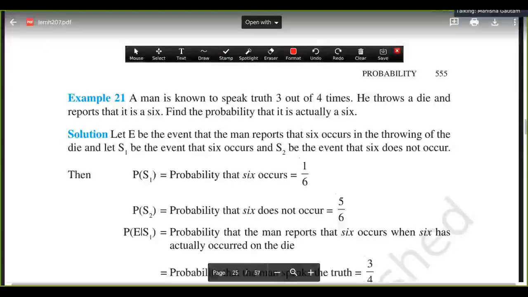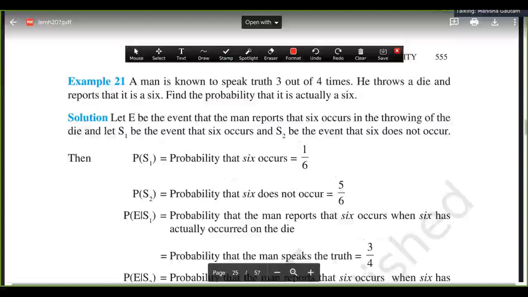Okay, telling a lie. Now let E be the event that the man reports that a 6 occurs in the throwing of the die. S1 is the event that 6 comes. S2 is the event that 6 doesn't come. What is the probability that 6 occurs? If you are throwing a die, the probability will be 1 by 6. If 6 is not coming, other elements are coming. It means the probability of not getting 6 will be 5 by 6.